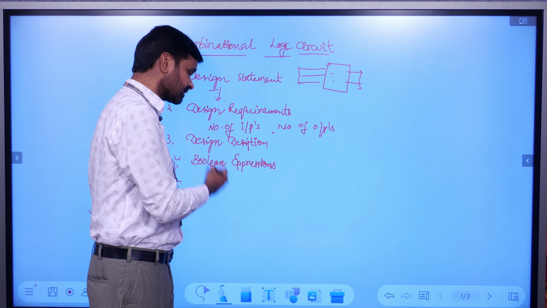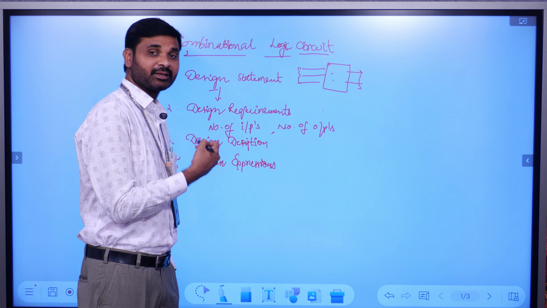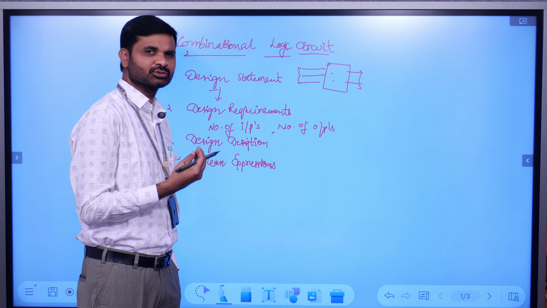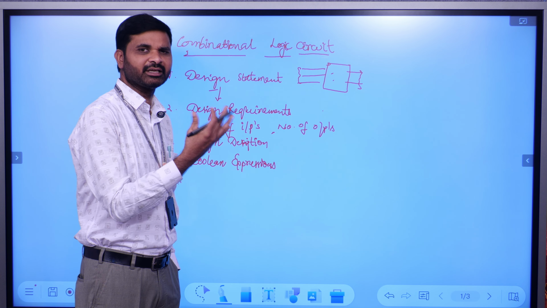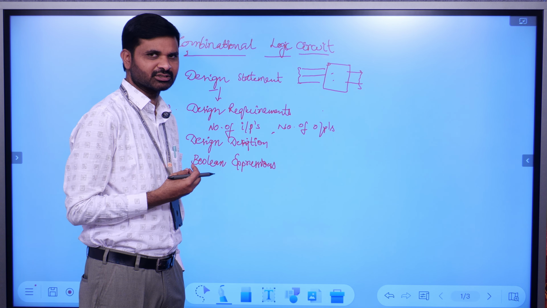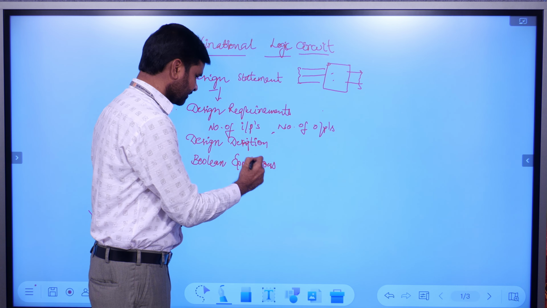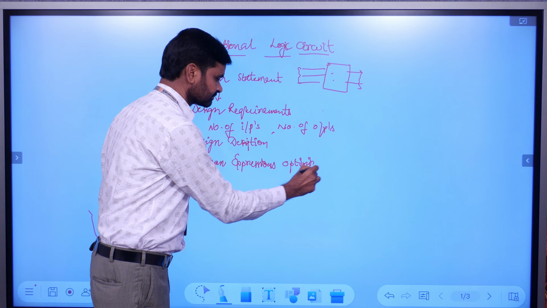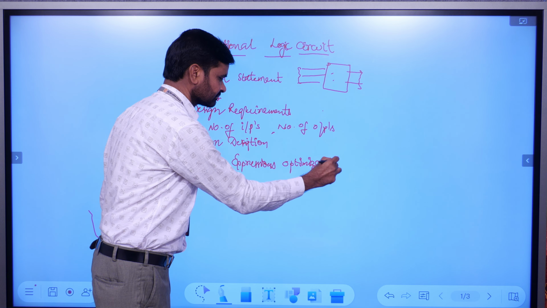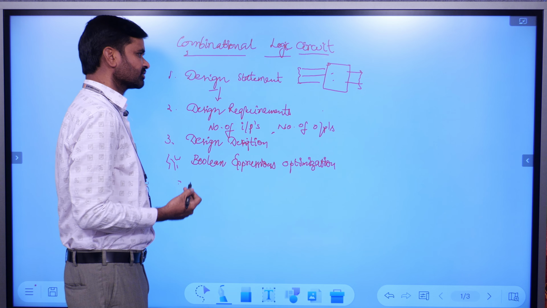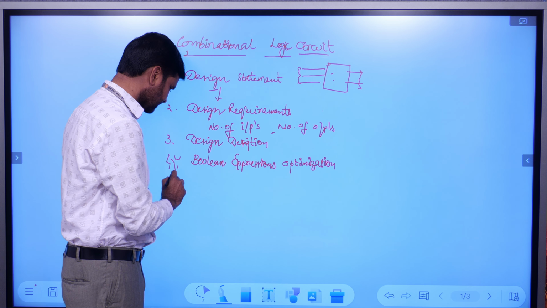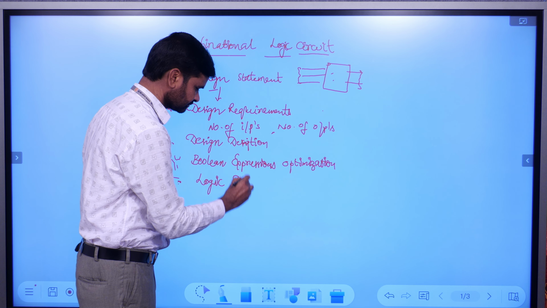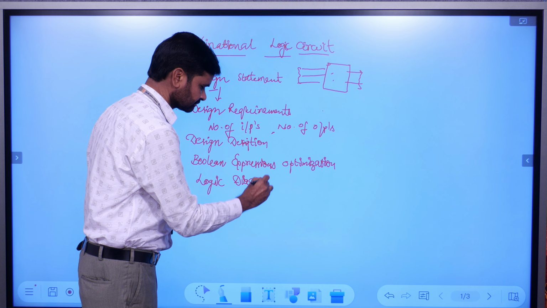In this Boolean expression deduction, we can depend on the K-map technique. The K-map technique is a graphical technique which we use to optimize the Boolean expression of any combinational or sequential logic circuits. So after that, Boolean expression optimization based on the relation of the outputs with respect to the inputs. Next, logic diagram.